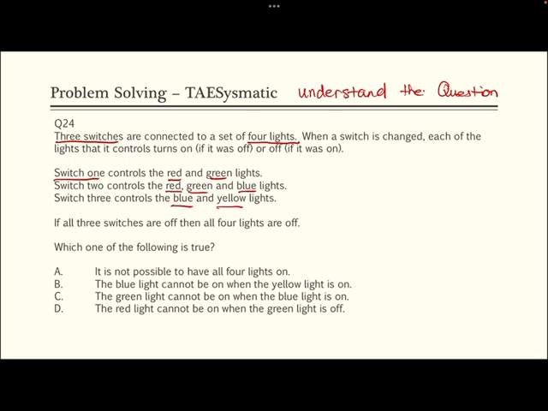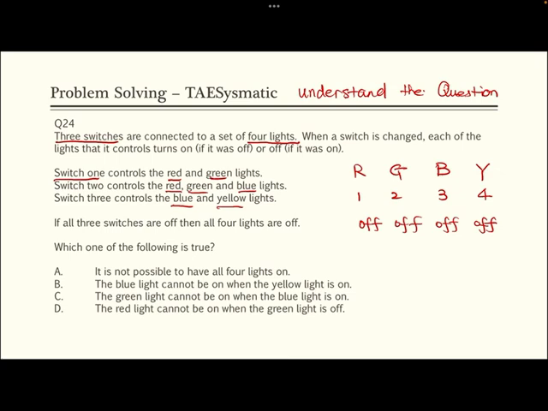All right. If all the three switches are off, 1, 2, 3, right? And all four lights are off, let's say red, green, blue, and yellow, at the beginning they are all off. Which of the following is true?